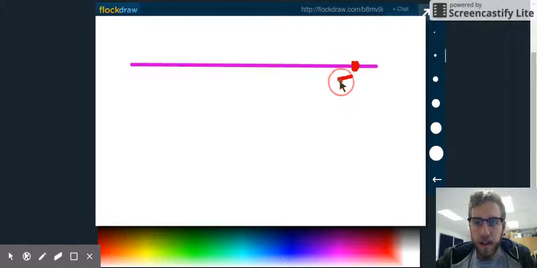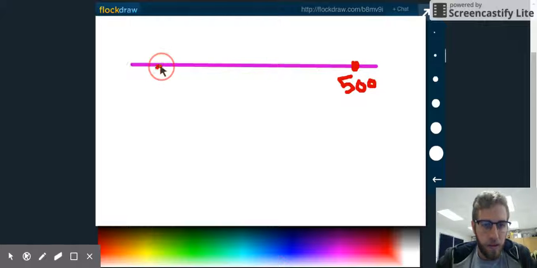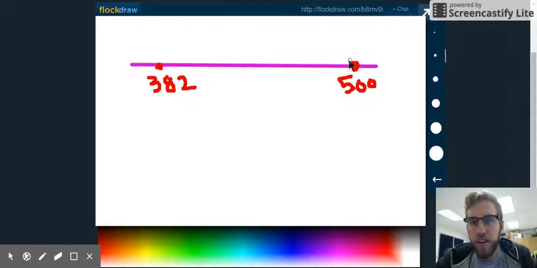His end goal is to get to 500. But so far, he's only at 382 signatures. Which actually isn't too far from 500, because 382 is almost at 400, so he's not far away. And he wants to know how many more signatures he needs. If he's at 382, how many more signatures does he need to get all the way up to 500?